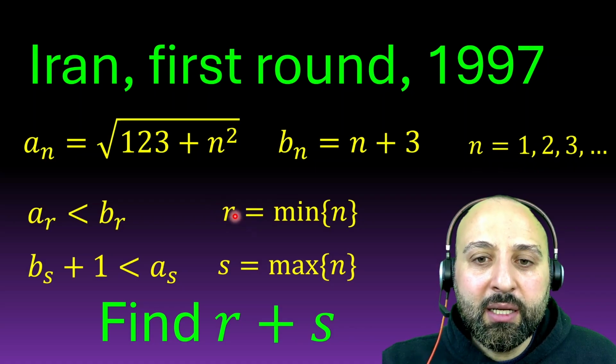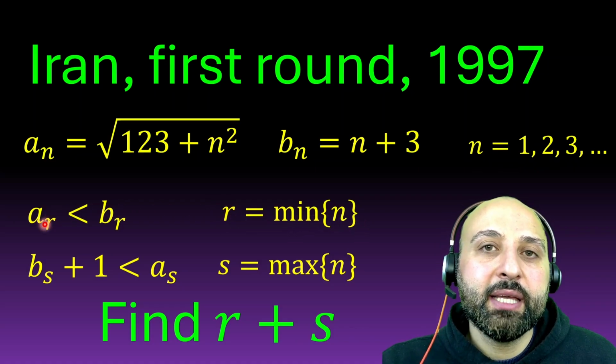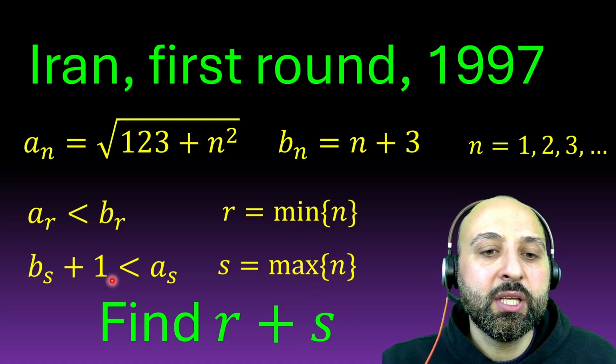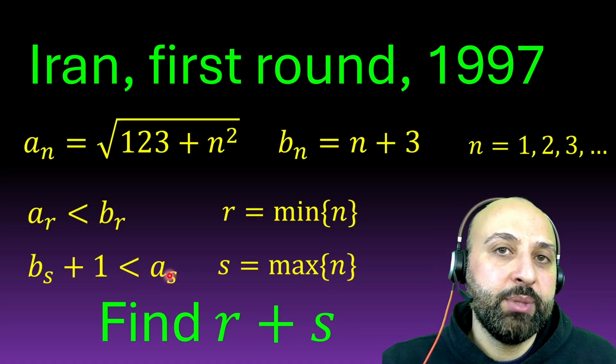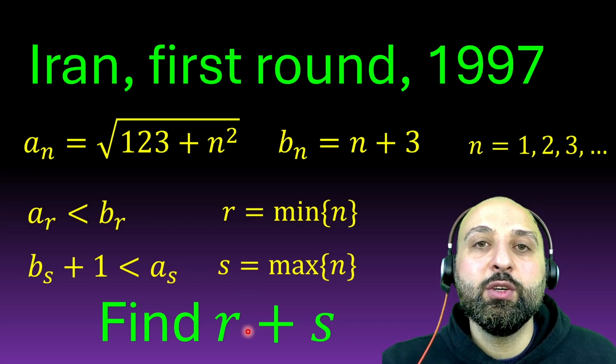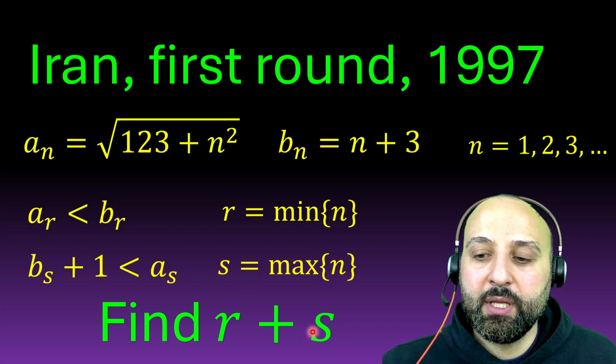We define R as the minimum n such that a_R is less than b_R, and S as the maximum n such that a_S is larger than b_S plus 1. The question is, what is the value of R plus S?